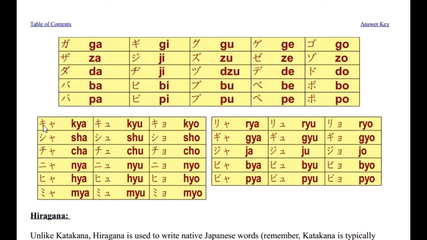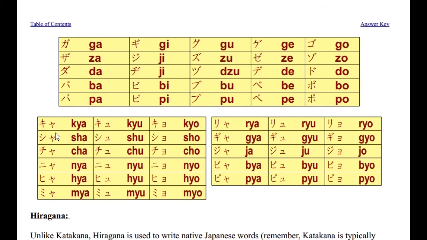So here we have the character for ki and the character for ya. Put them together and we get kya. The character for ki, the character for yu, put them together and we get kyu. Here we have the character for ki and the character for yo, and we get kyo.